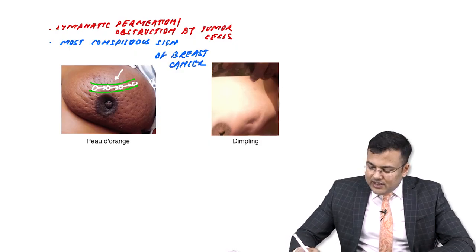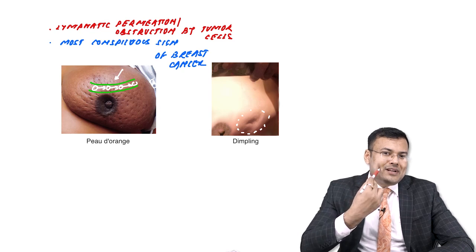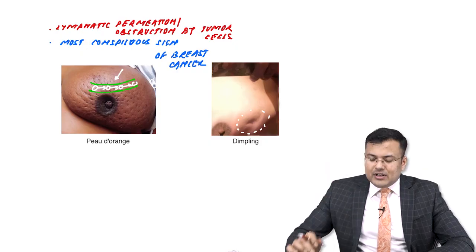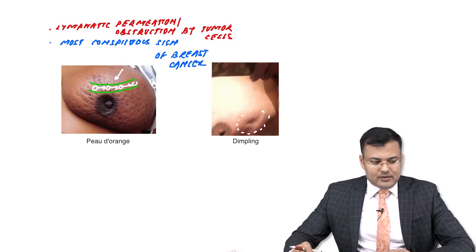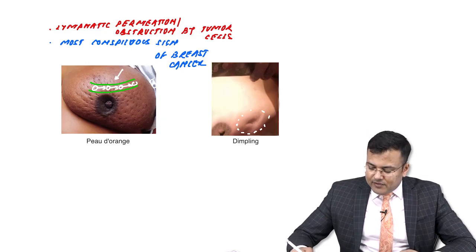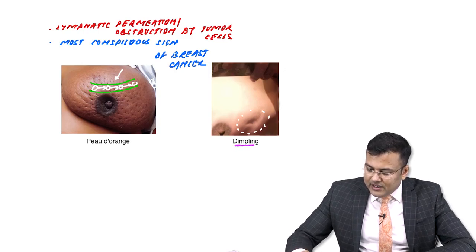After that, in this image, you can notice that there is dimpling. Can you see here? What is dimpling? You have seen dimples. Skin depression. So dimpling is skin depression because of involvement of the ligament of Cooper.